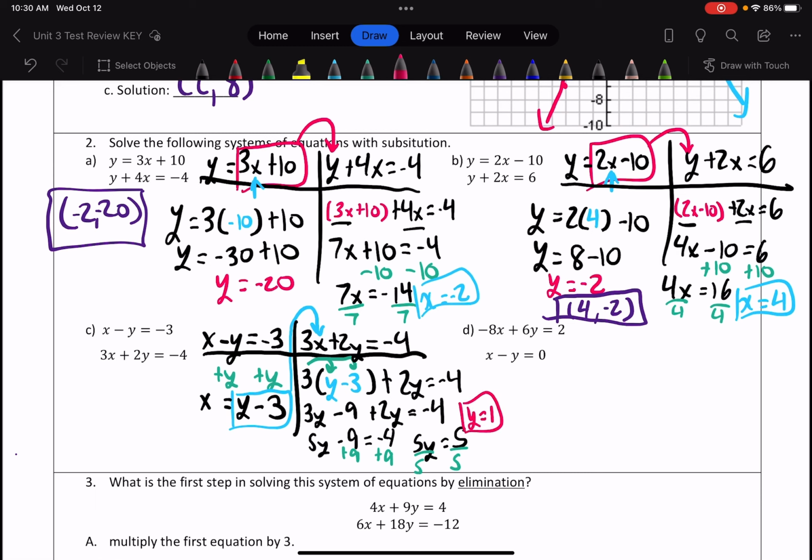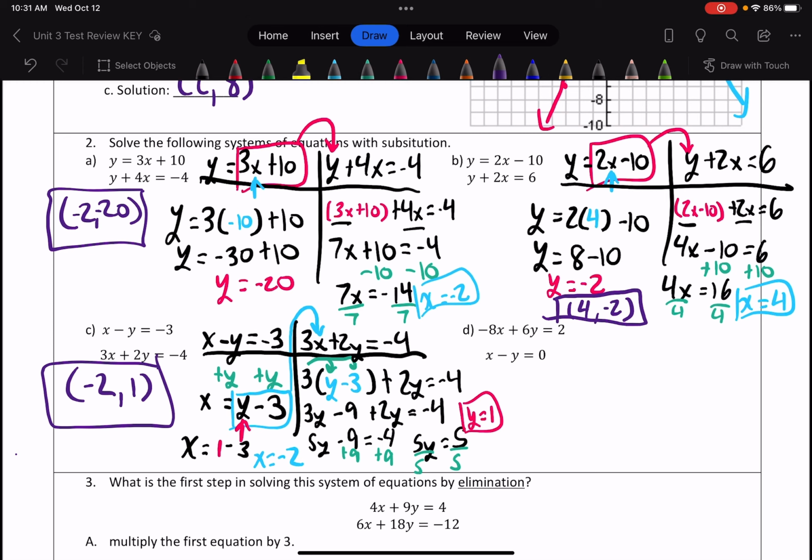But I'm not finished yet. I've got to now substitute that y value into my first equation to solve for x. So I'm going to have x is equal to 1 minus 3. And 1 minus 3 there is negative 2. So therefore my solution for this system is negative 2 comma 1. And remember, your solution is going to be your point of intersection.